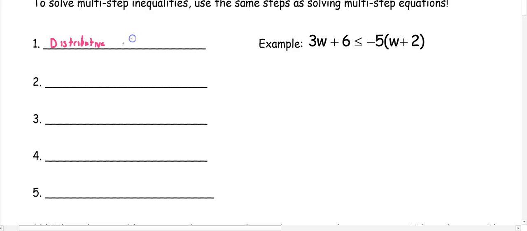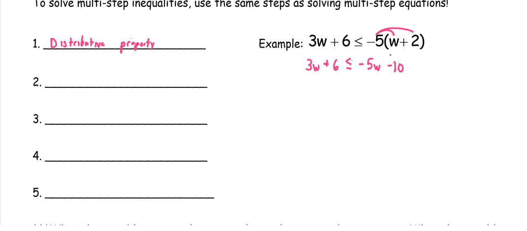So remember that the distributive property, whatever is touching the parentheses, we're going to distribute into the parentheses and multiply with. So we're going to rewrite the beginning of the equation. So 3w plus 6 is less than or equal to negative 5w minus 10. Remember that you're multiplying. So negative 5 times w is negative 5w. Negative 5 times 2 is negative 10.